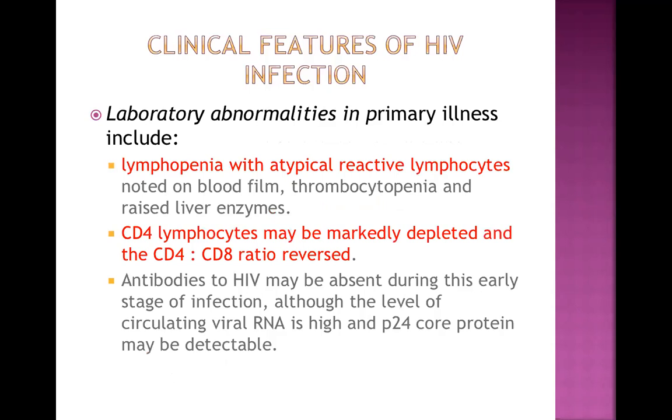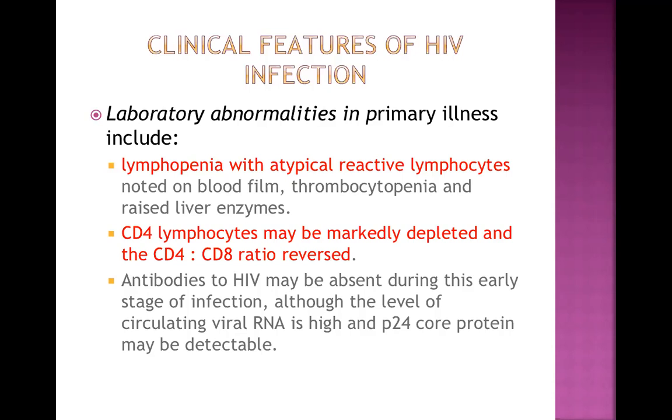Now, before we go to that stage, let's talk quickly about the lab abnormalities in primary illness, meaning how can we suspect or diagnose primary illness of HIV infection. If you do some blood tests, there will be lymphopenia, meaning a decreased number of lymphocytes, with presence of atypical reactive lymphocytes in the peripheral blood. There may be thrombocytopenia and raised liver enzymes as well. If we analyze the ratio of CD4 to CD8 lymphocytes, because CD4 lymphocytes are depleted here, the ratio of CD4 to CD8 is reversed. Remember that graph, CD8 cells are not affected in the beginning. So CD8 cells are present in a normal number, but CD4 cells decrease. That means the ratio is reversed.